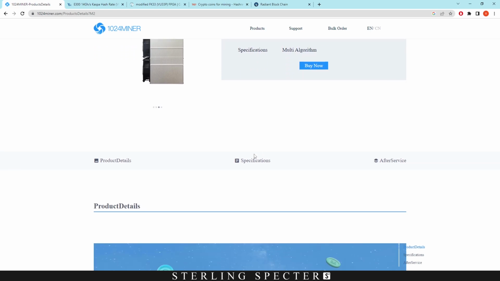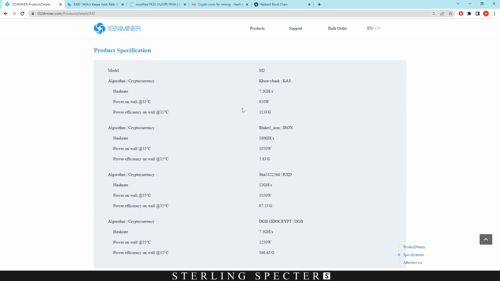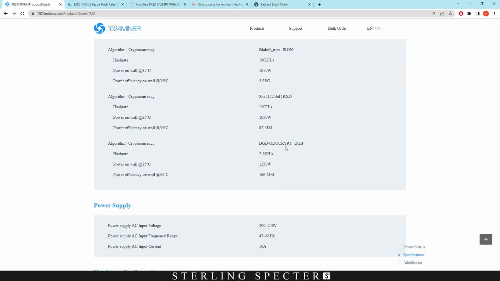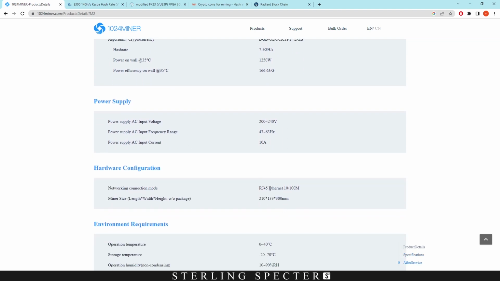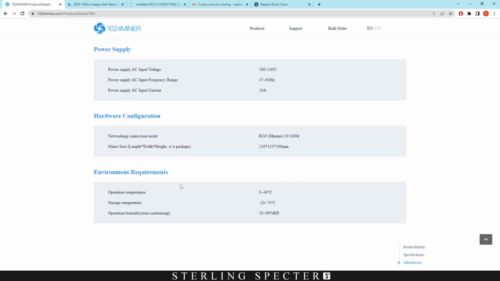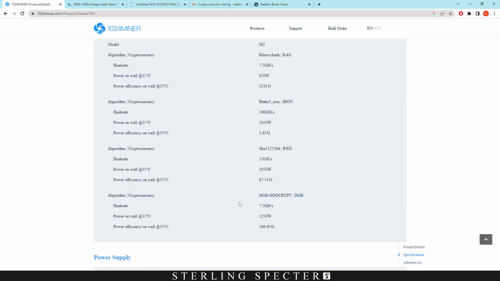Now, people bought this for Kaspa coin. If we click on specifications, I'm going to leave links to all of these websites that I use in the description below if you want to navigate around and try buy one of these. So you can see here the M2 does Kaspa, IronFish, Radiant, and then lastly it does Digibyte at the bottom. So you're going to need this power supply, I believe it comes with it. And then there's a bunch of environmental requirements, so operational temperature, storage temperature, just stuff that you need for that.